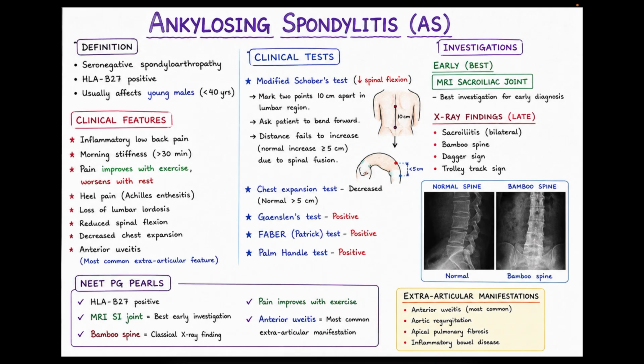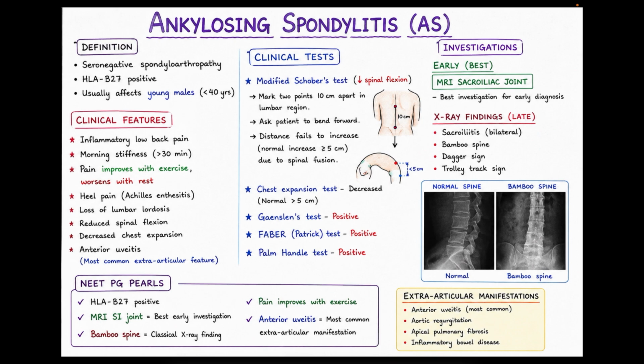Before going into clinical tests, the investigations we do here: the earliest and best is MRI of the sacroiliac joint, and the other things are X-ray findings. Late we find sacroiliitis and bamboo spine. Normally our spine is a little curved, bending forward, but in bamboo spine there is fusion of the spine and there is squaring of the vertebrae, you see that.